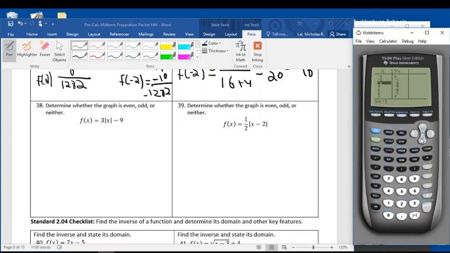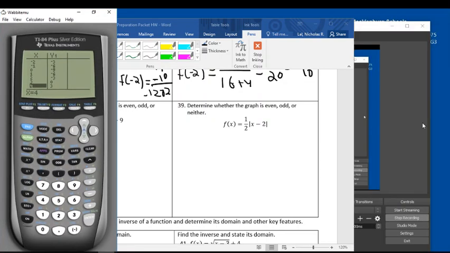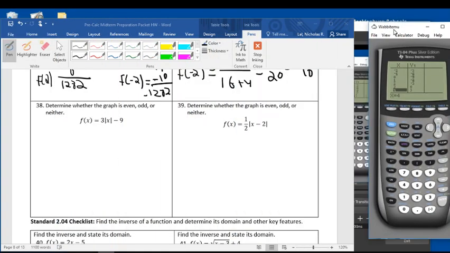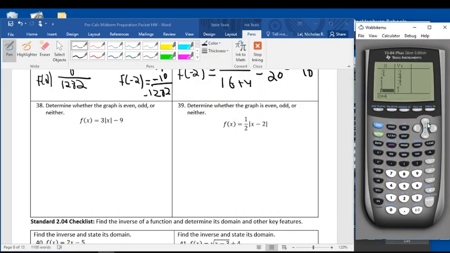So negative 1 is negative 6. 1 is negative 6. 2 is negative 3. Negative 2 is negative 3. Negative 3 is 0. 3 is 0. 4 is 3. Negative 4 is 3. So yeah, when the outputs are exactly the same, this is going to have the characteristics of an even function.